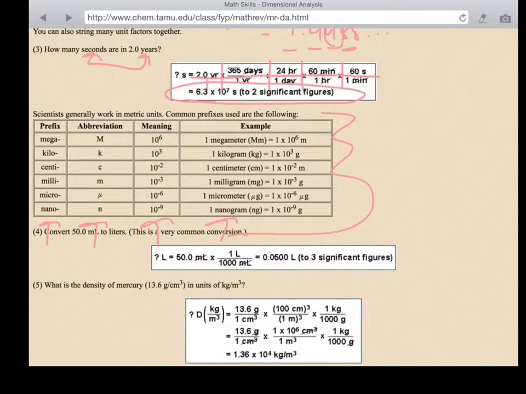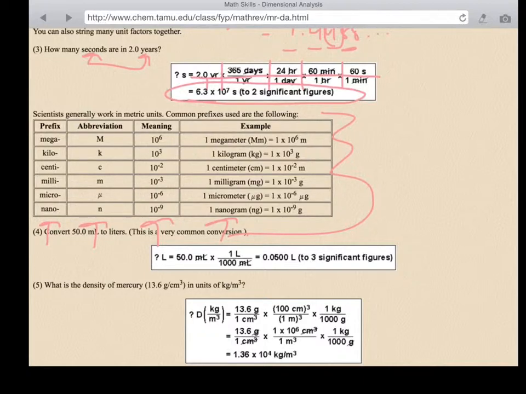Okay, so let's do this one here. I kind of wrote over it. 50 milliliters to liters. That's what they want us to convert. So I always start by, let's draw my grid, 50.0 milliliters. That's actually 3 significant figures there as well. What's the next step? Check it. What's the next step? Copy the unit.